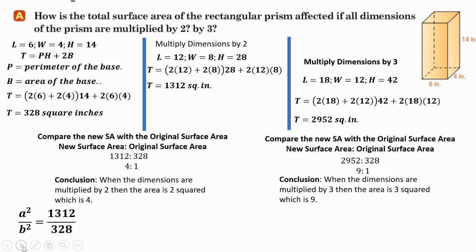What does this mean? Well, my dimensions for area are going to be squared anyway. So 1312 to 328 comes out to be 4 to 1. So my scale factor is 2 to 1. So when I say I multiply by 2, that's like a scale factor of 2. So that's what the author is meaning.